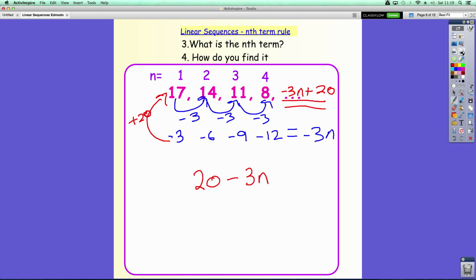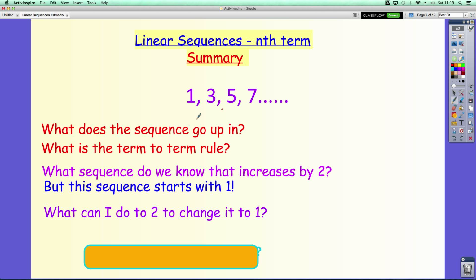Okay, so just to summarize, how do you find the nth term? You ask yourself a series of questions. First thing is, what does the linear sequence go up in? It only works for linear, and this one's going up in 2s. So that's the same as the term to term rule, going up in 2s. What sequence do we know increases by 2? It's the 2 times tables, which is also 2 times that position n.